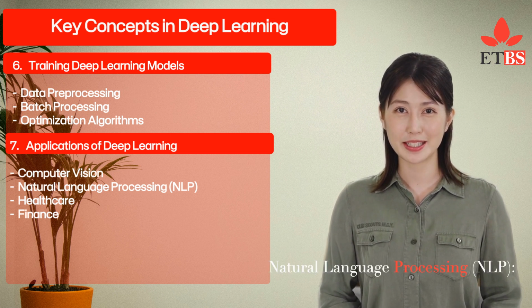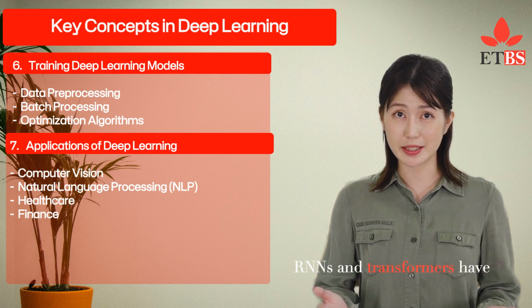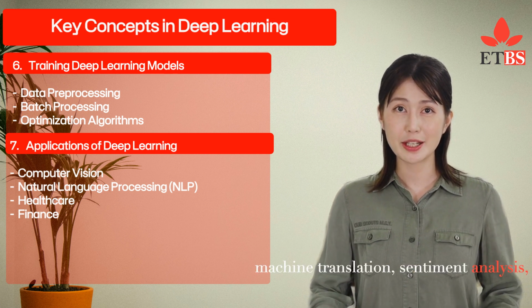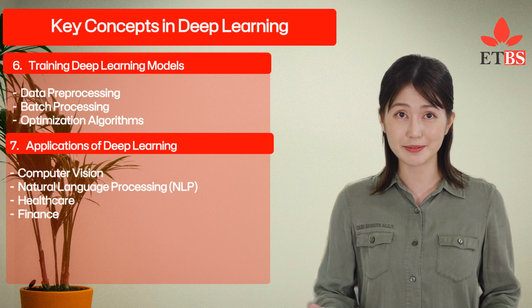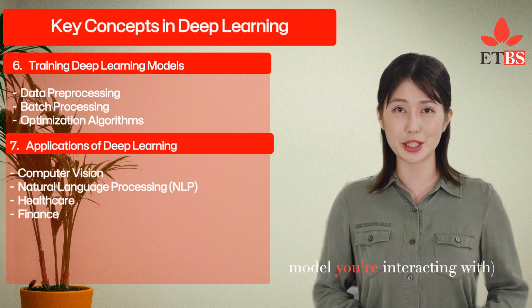Natural language processing, NLP. Deep learning models like RNNs and transformers have advanced tasks such as machine translation, sentiment analysis, and text generation. Example: GPT, like the model you're interacting with, is based on deep learning techniques.